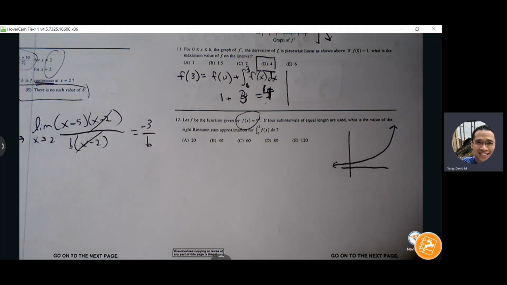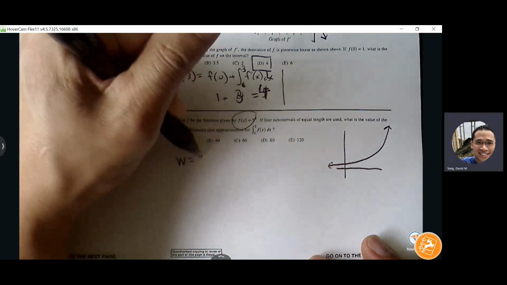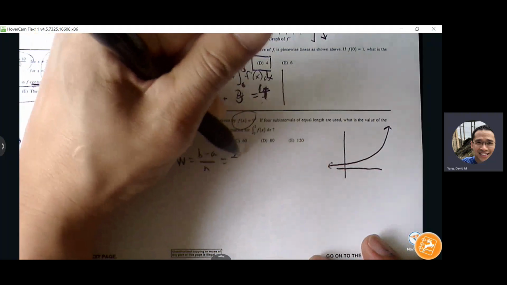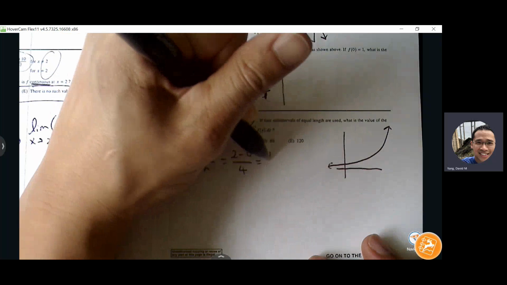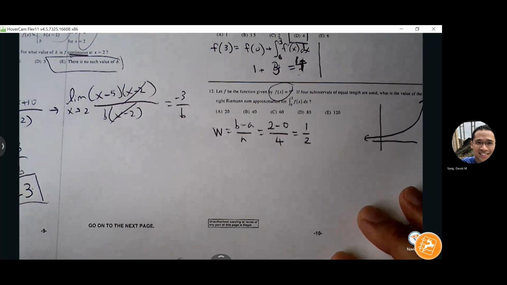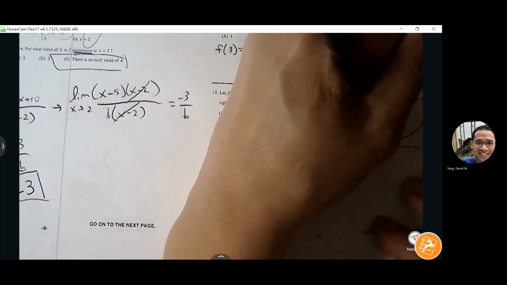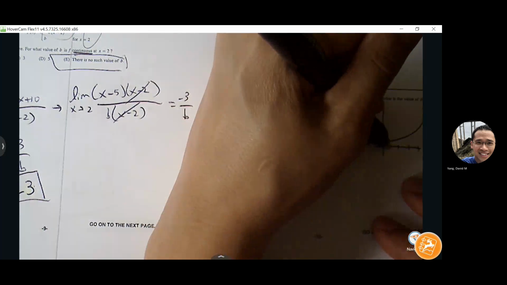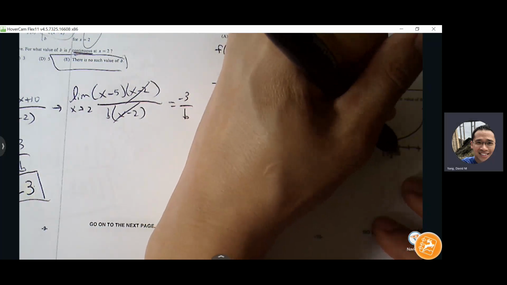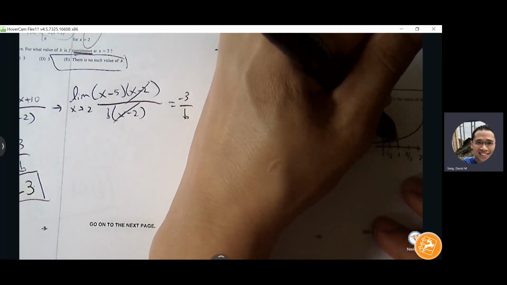What's the value of the right Riemann sum approximation if I'm doing 4 subintervals of equal length between 0 and 2? My width is going to be b minus a over n. I want to split that interval of 2 into 4 parts, so each interval is going to be 1/2. So I'm going to attach 1/2, 1, 3/2, and 2 to the graph, and that's going to indicate my height.